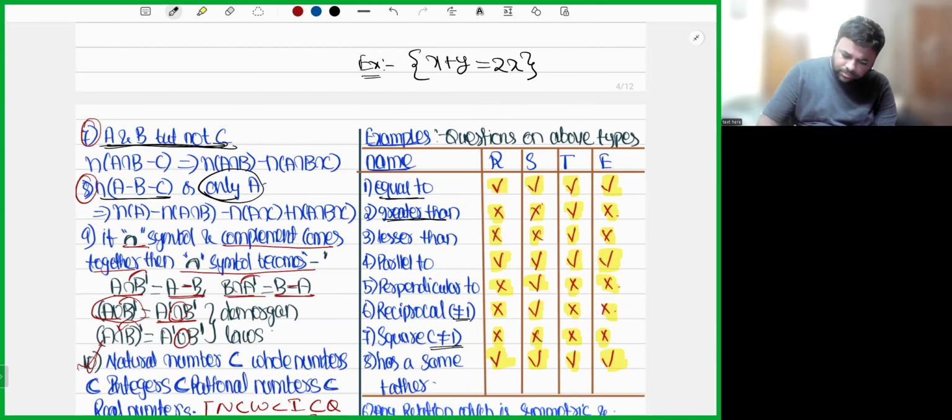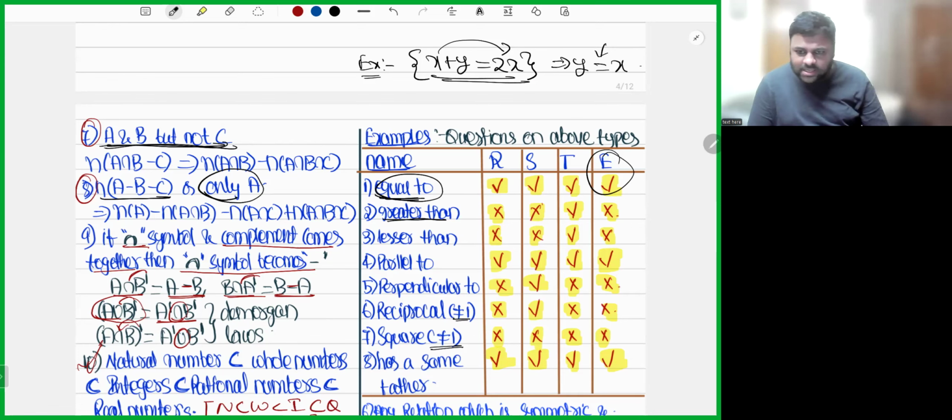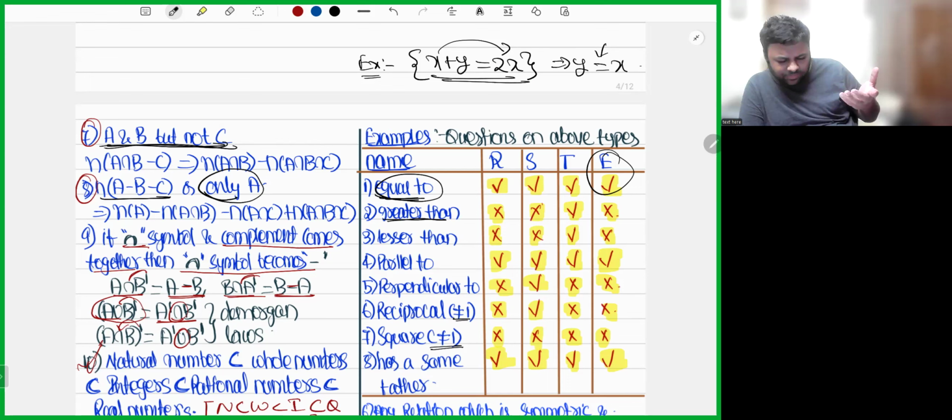Let me tell you. Send that x there. So can I say it will be y is equals to x? What is the connecting word here? Equal to, right? What is equal to what type of relation it is? Equivalence relation. Okay. If he gives a question like this, x plus y is equals to 2x, and is asking you what type of relation it is, don't get panicked. Here it is an equivalence relation. So y is equals to x, it is simply an equivalence relation.